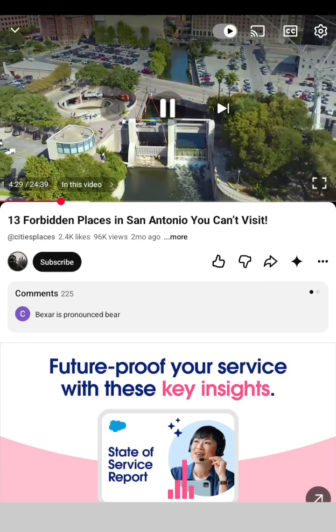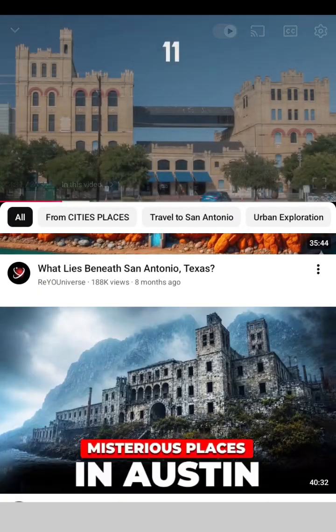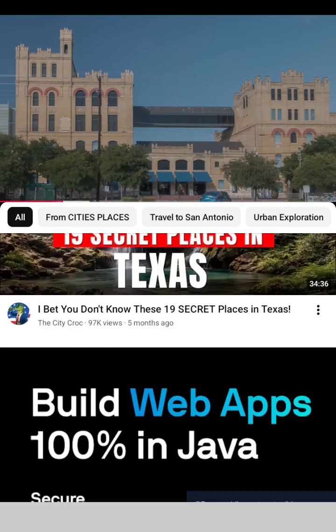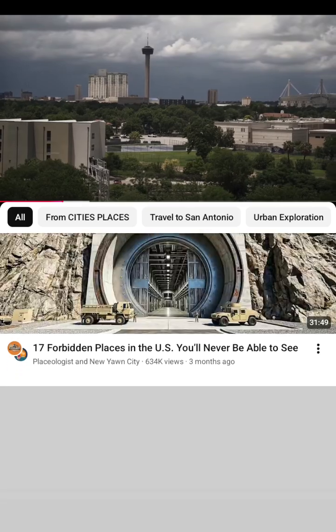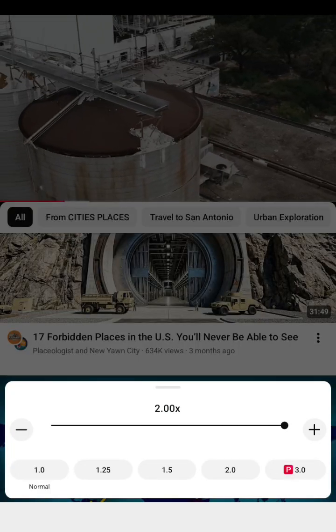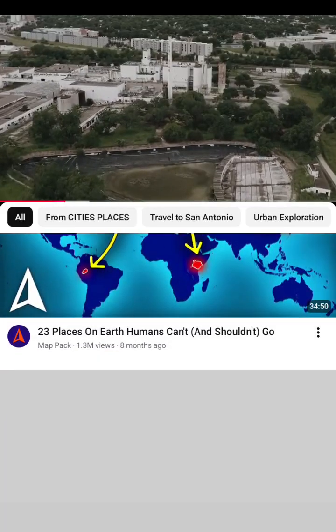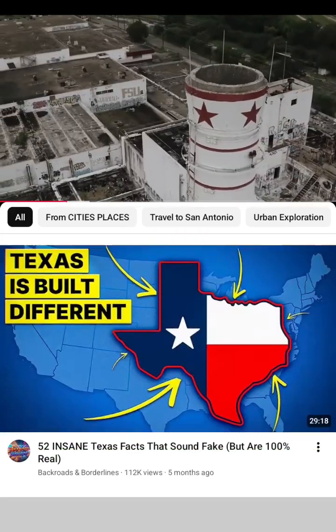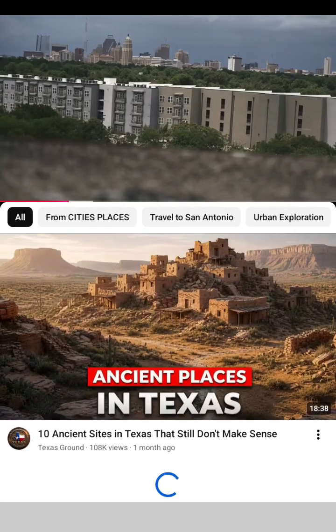11. The industrial tomb of the abandoned Lone Star Brewery. Texas identity is fundamentally intertwined with the historic culture of brewing, but one iconic monument to this legacy has become a highly hazardous, forbidden wasteland. The historic Lone Star Brewery Complex, established originally in 1895 by prominent local businessmen alongside legendary tycoon Adolphus Busch, was once the pinnacle of mechanized beer production in the southern United States.